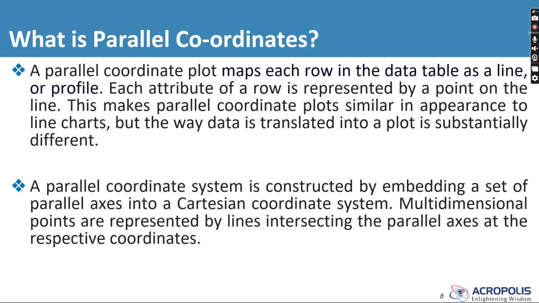Now, let's talk about parallel coordinates. Now, what is a parallel coordinate? A parallel coordinate plot maps each row in the data table as a line or a profile. Each attribute of a row is represented by a point on the line. This makes parallel coordinate plots similar in appearance to what we see as line charts, but the way the data is translated into a plot is substantially different.